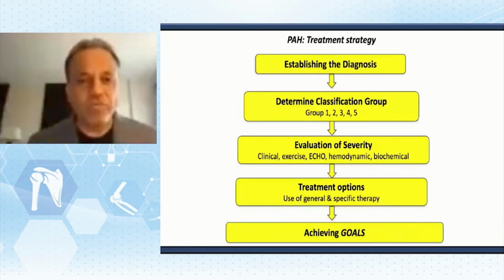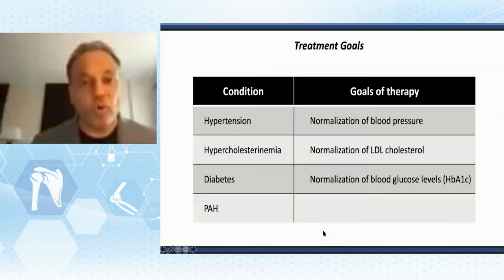So now I'll be talking about the management of CTD pulmonary arterial hypertension. When we start treating those patients, we go from step to step. So basically, we start by establishing the diagnosis, as we said in the previous talk, by echo and then right heart cath, and then by some blood tests. We determine the classification group, and here for this talk, we're talking about group 1. We evaluate the severity of the disease by many endpoints that I'm going to talk about quickly. We get different treatment options and then try to achieve the goal.